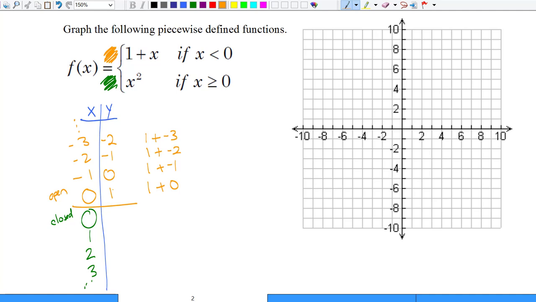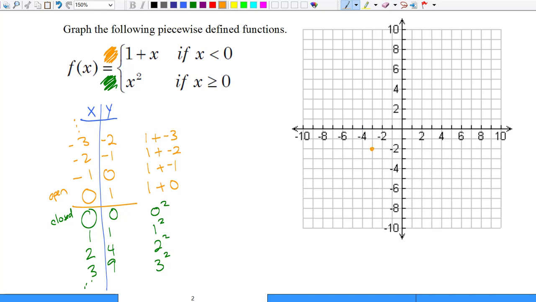On the next point, I have the green section. The green piece of my piecewise is going to be x squared. So 0 squared is 0. 1 squared is 1, 2 squared is 4, 3 squared is 9, and it keeps going, so I'm going to have an arrow there, but I just can't keep going for the rest of my life, so I have to stop somewhere. So I'm going to plot the orange first.